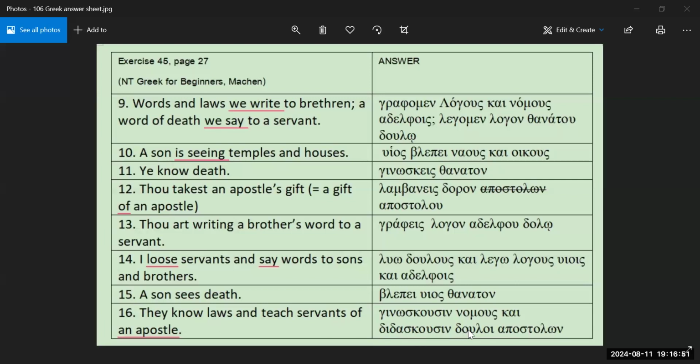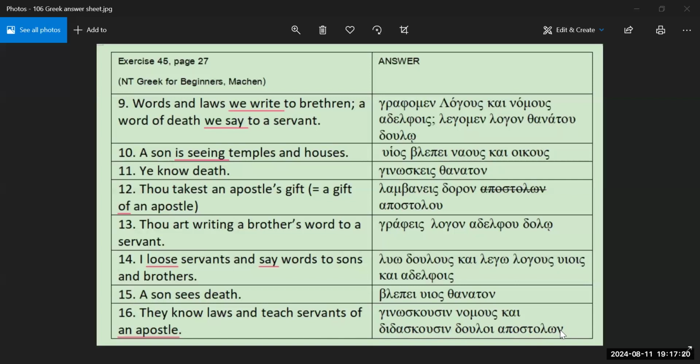Oh no, I got that one wrong. If you're teaching, I guess you'd say teaching to servants. Actually, that should have a sigma on the end, sorry, so that's incorrect as well. It should be doulos, so teaching to the servants. That's directional, but they're teaching the servants of the apostles, apostolon. So again, this should be corrected to a sigma on the end, because that's plural. We're teaching servants of apostles.